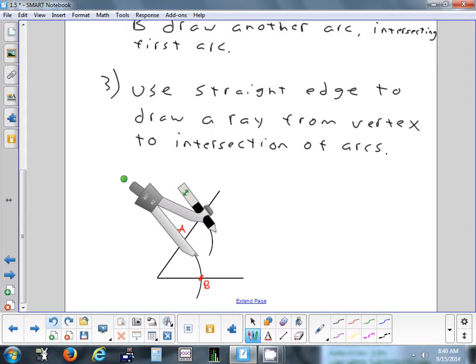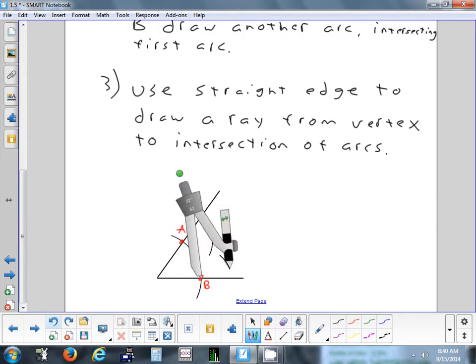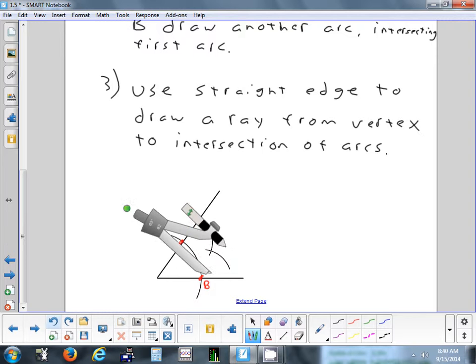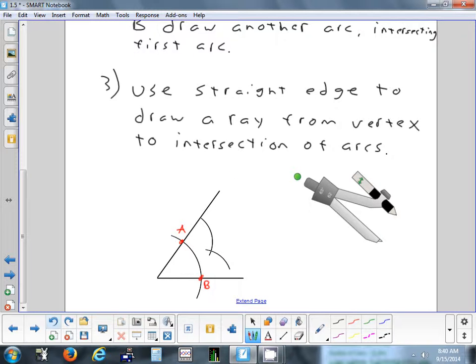Okay, so there's one. Do it here. There's two. That's much better. Now I can see exactly where those arcs are crossing. And then step three, use your straight edge to draw a line or a segment right from the vertex, straight through where the arcs cross.